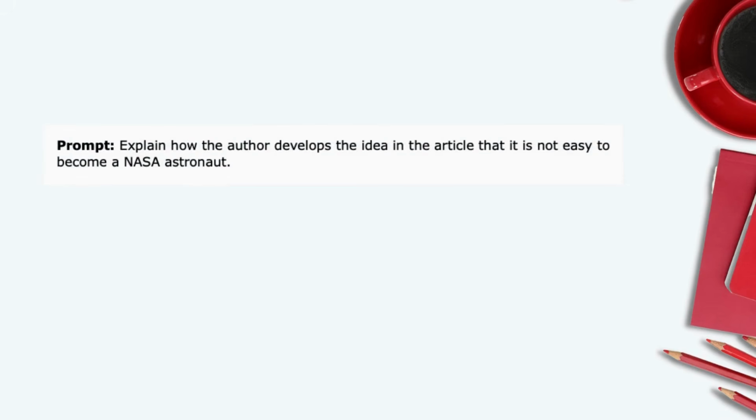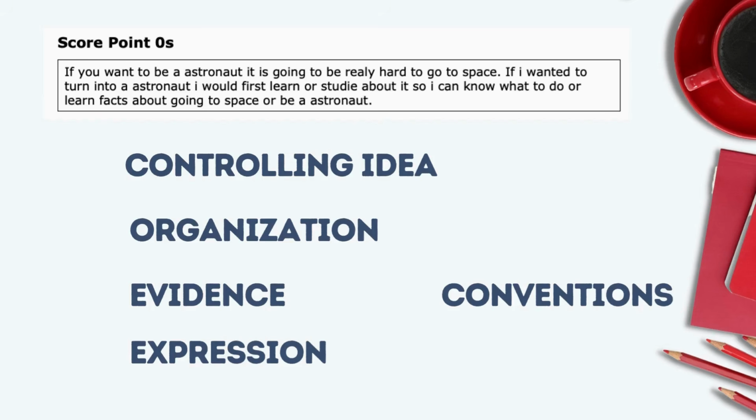For the students' samples, they were reading an article about NASA and astronauts. They were then asked, explain how the author develops the idea in the article that it is not easy to become a NASA astronaut. So here's an example of a student who scored 0 points.